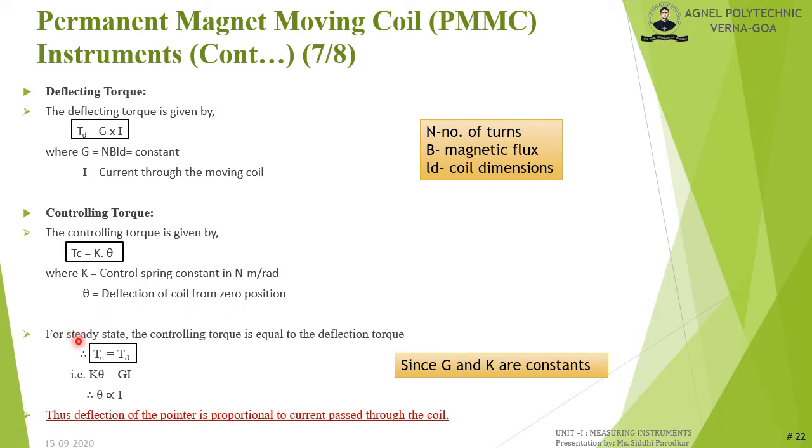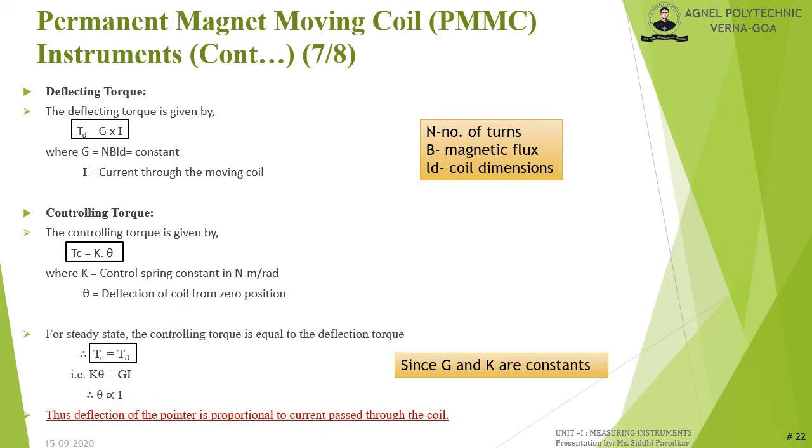We know that at steady state, both these torques, that is deflecting torque and the controlling torque, are equal. Thus, we can equate these two equations as K theta = G I. In this expression, K and G are constants. So, theta increases when current increases and theta decreases when current decreases. That is, theta is directly proportional to I. Thus, it is proved that deflection of the pointer is directly proportional to the current which is passed through the coil.